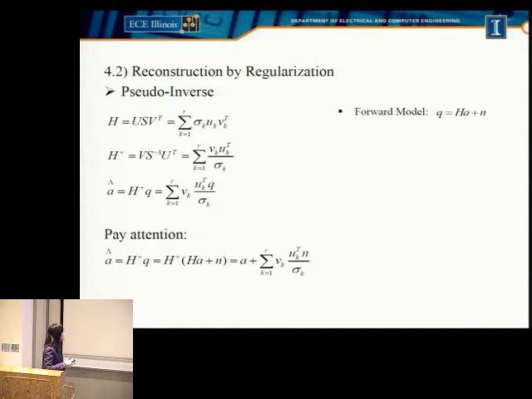But if we substitute this forward model equation into this equation, we can see the reconstruction is actually the true value plus some noisy term. And if the sigma k here, which is the eigenvalue of the H matrix, is very small, it turns out that this term will be very large, and that will ruin things.